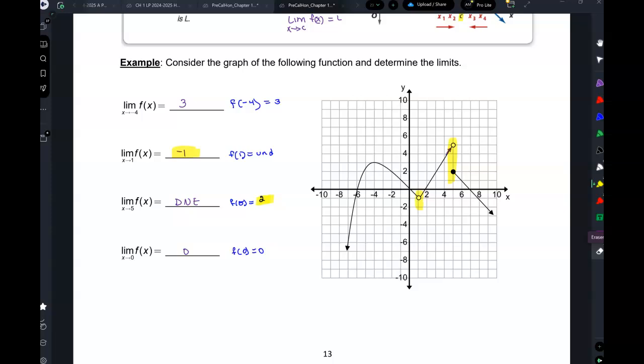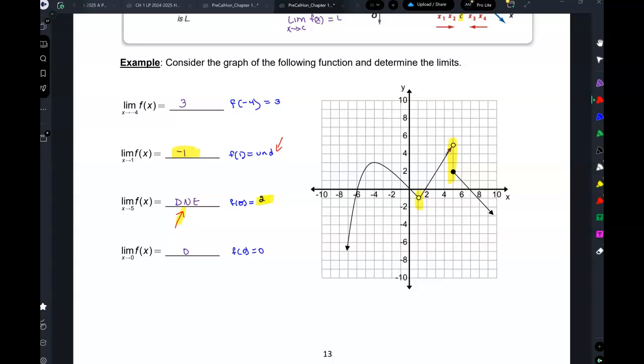One other thing, this is DNE, does not exist. This is undefined. They're different things, okay? Because in the case of the undefined, it's not that the answer doesn't exist. It does, we just can't define it, right? They are different things, so don't interchange those.